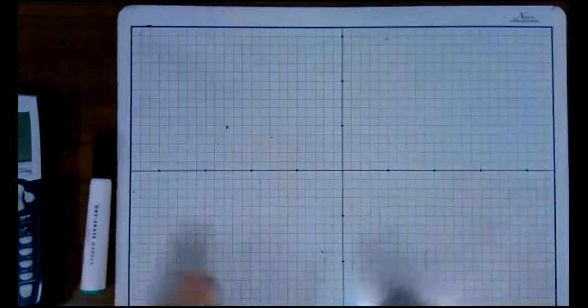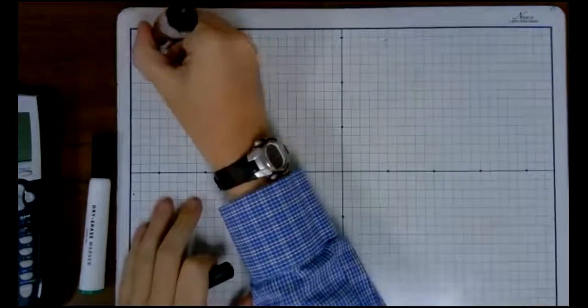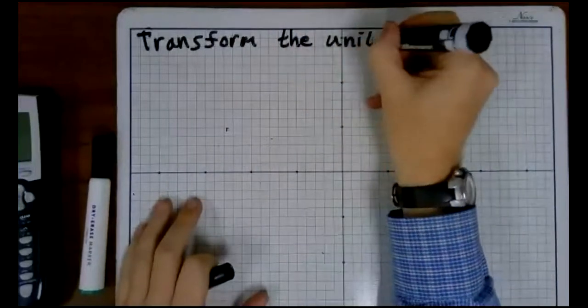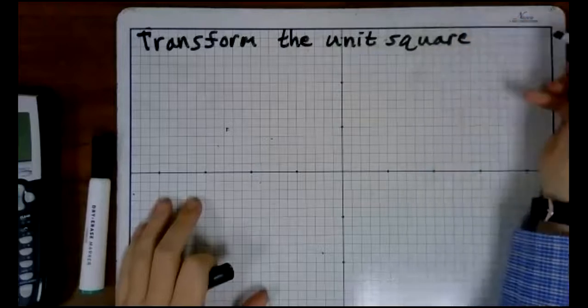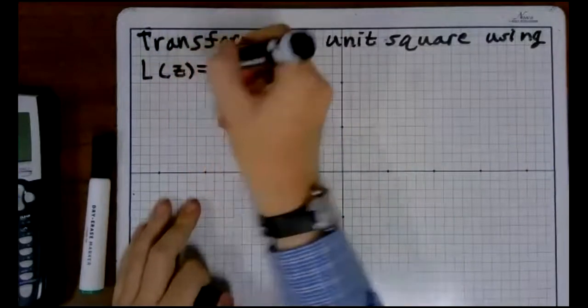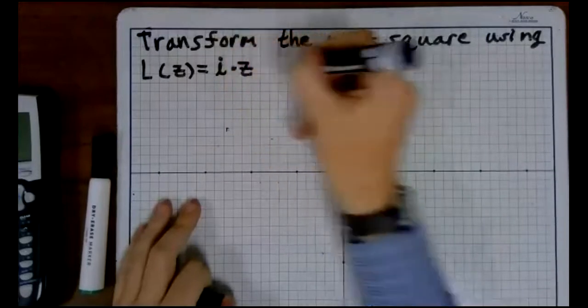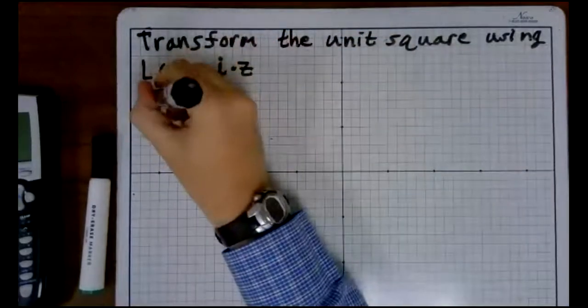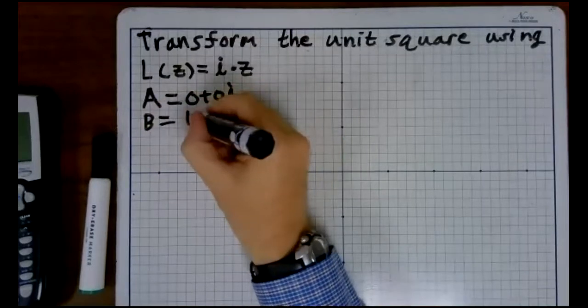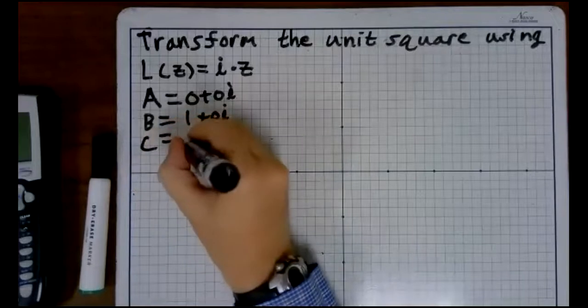All right, let's go ahead and try another one. This one we'll also do the unit square. So we'll transform the unit square using L of z equals, let's say, i times z. Now our A is still the same A. It's 0 plus 0i. Our B is still the same B, 1 plus 0i, and so on and so forth.